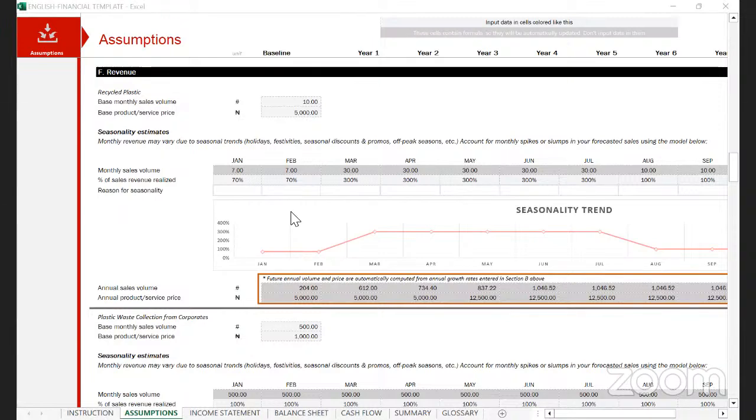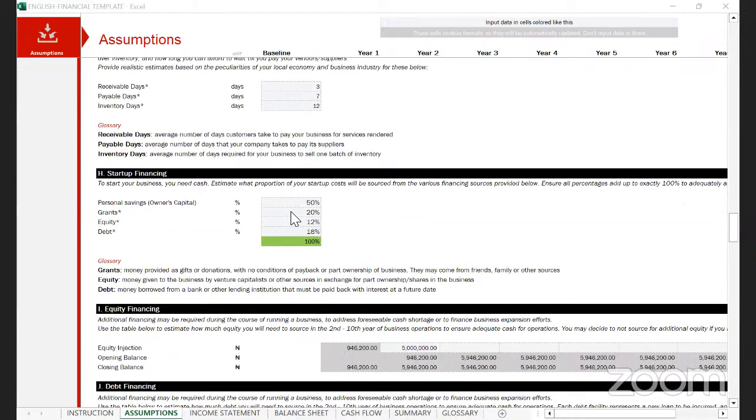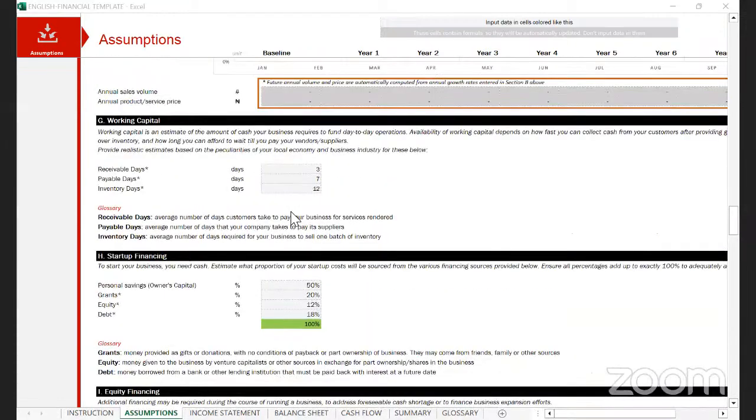Thank you, Foko. So moving on to the 7th section, which is working capital. Before we go in there, let me read the description. Working capital is an estimate of the amount of cash your business requires to fund day-to-day operations. Availability of working capital depends on how fast you can collect cash from your customers after providing goods and services to them. Provide a realistic estimate based on peculiarities of your local economy and business industry below.